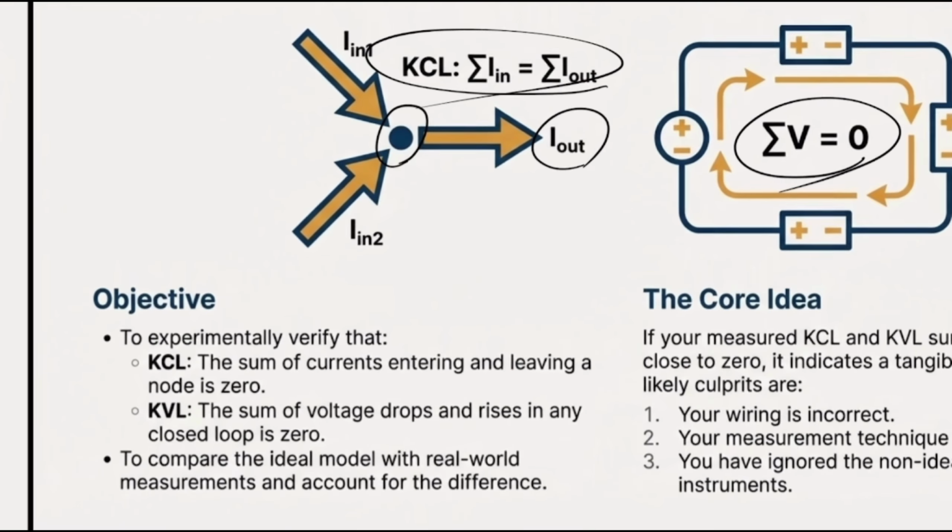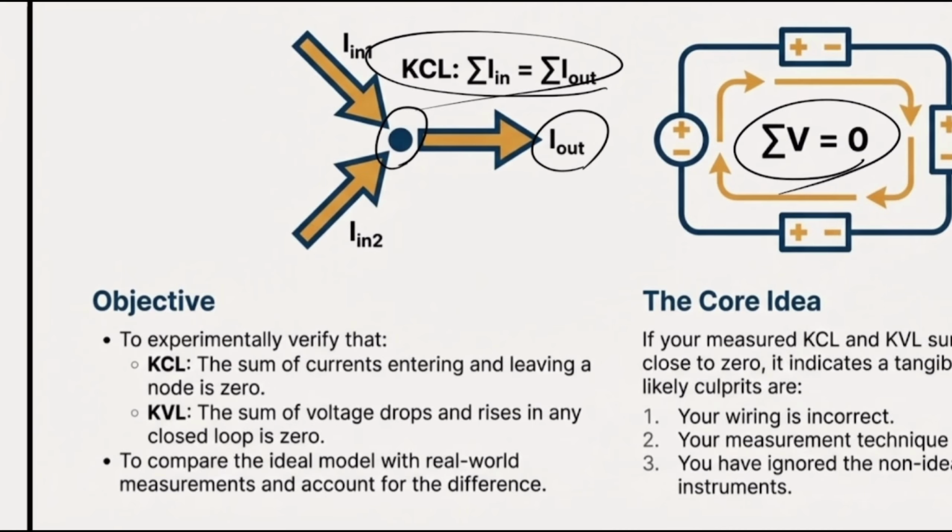So again, what is the objective? The objective is simple. We do have the KCL: the sum of currents entering and leaving a node is zero. It means that either you can say that all of the current that gets in should be the same as all of the current that gets out, or the accumulation of all of the current is zero. We do have the KVL. It says that the sum of voltage drops and rises in any closed loop is zero.